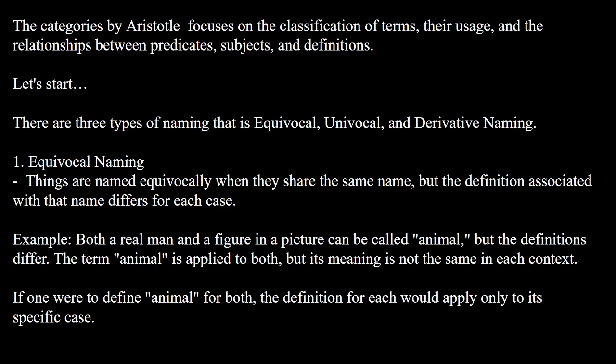Another example is that both a real man and a figure in a picture can be called animal, but the definitions differ. The term animal is applied to both, but its meaning is not the same. If one were to define animal for both, the definition for each would apply only to its specific case.